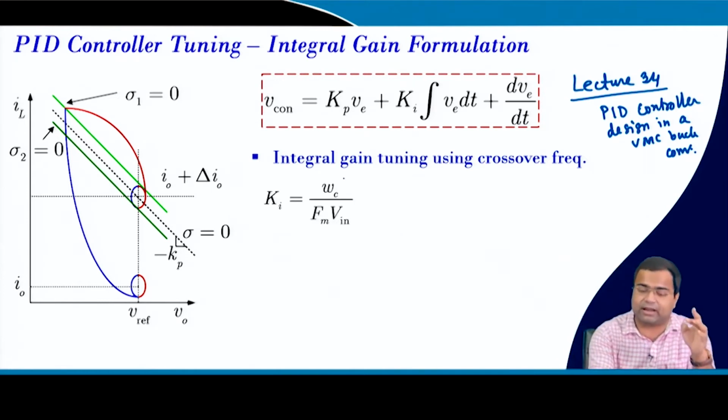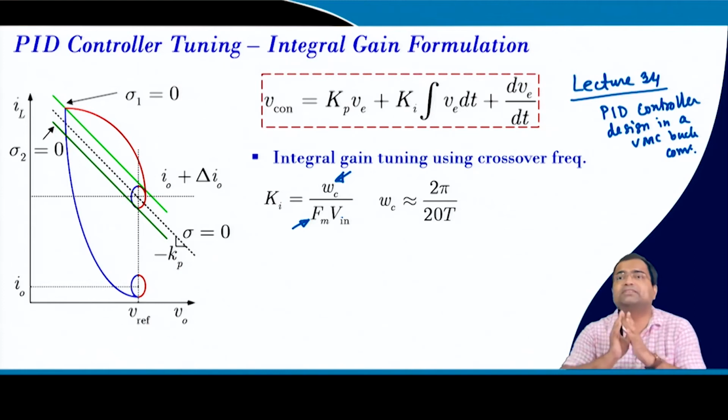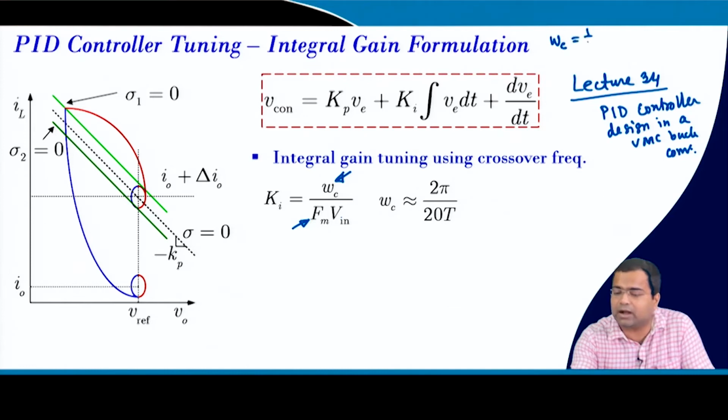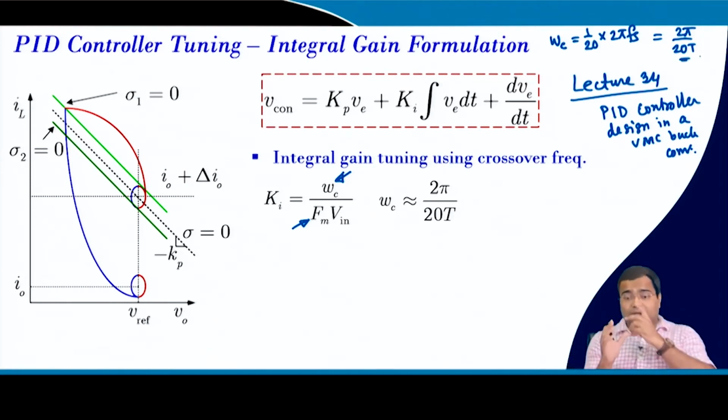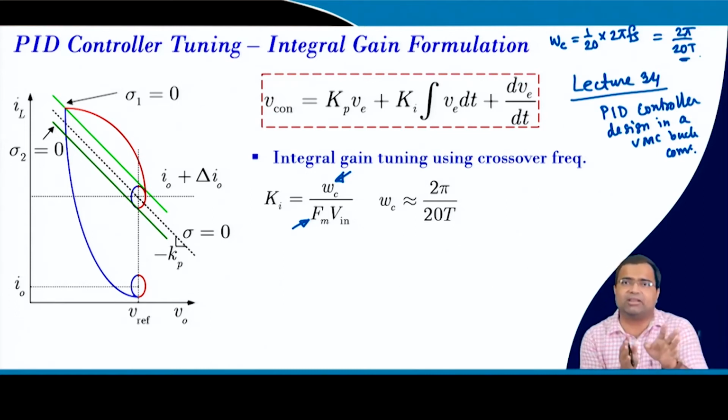We know the expression requires a crossover frequency, this is the modulator gain, and this is the input voltage. So, we need to get the crossover frequency at 1/20th of the switching frequency, because 1/20th means omega c will be 1/20th times 2 pi fs, and fs is nothing but 1 by T, where T is the time period. So, we are choosing 1/20th. Why? Because we have seen that for this PID controller tuning for small signal, the model validity comes reasonably well below 1/20th or even less. So, we are choosing 1/20th of the switching frequency.